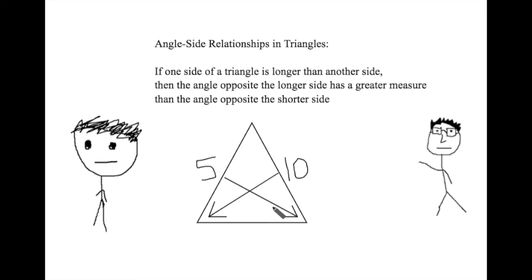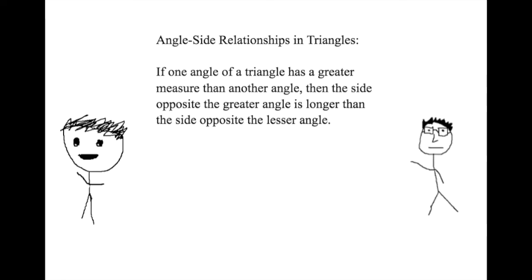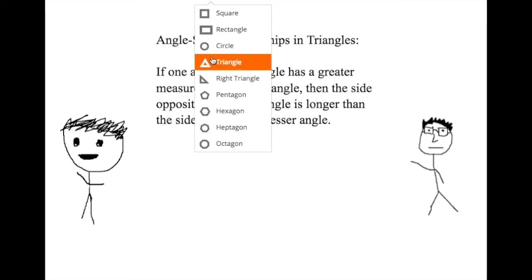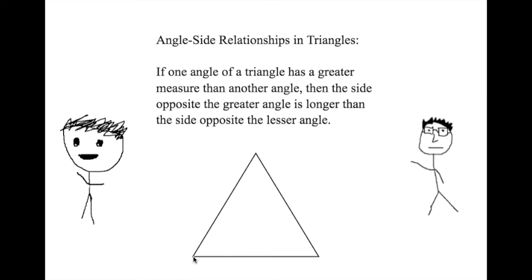I see, but does it work the other way, with angles to sides? I'm glad you asked. We actually have another theorem, which is exactly the same, but exactly the opposite. Pretty much what this means is the side opposite the lesser angle is shorter than the side opposite the greater angle. So let's say that this angle is greater than this angle. Then this side will be greater than this side.